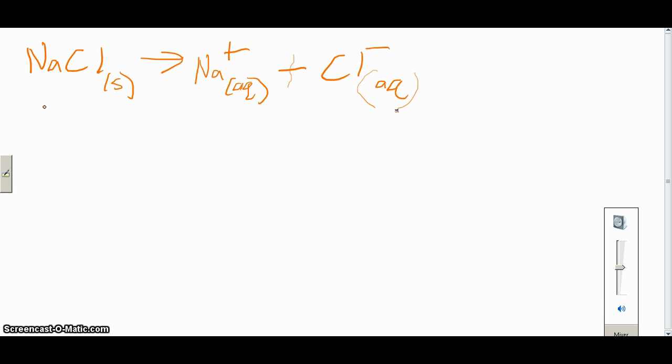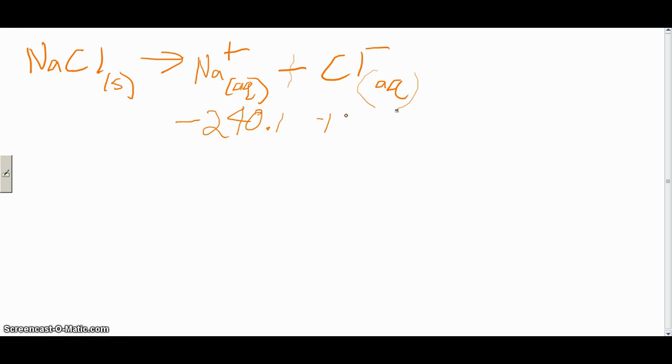From the book we can determine that Na+ has an enthalpy of negative 240.1. We can also determine that Cl- has an enthalpy of negative 167.2. And we can also determine that NaCl has an enthalpy of negative 410.9.